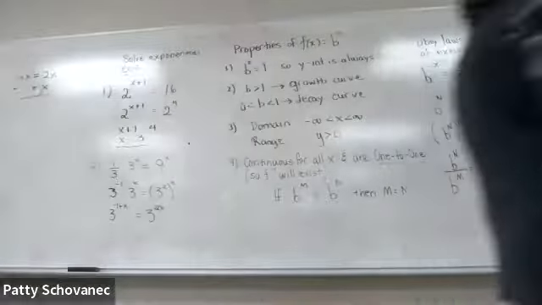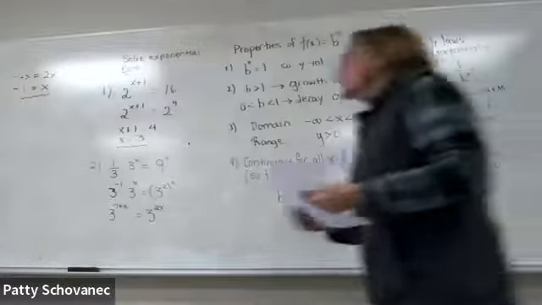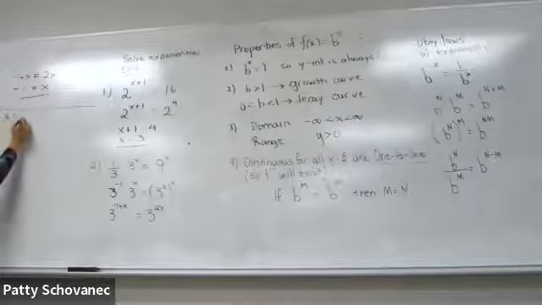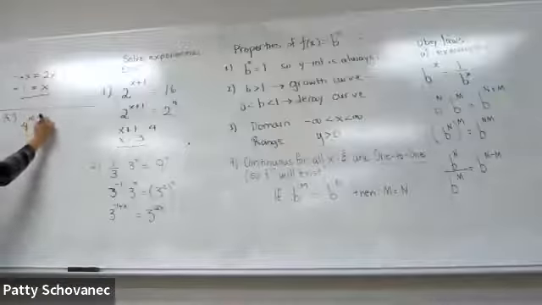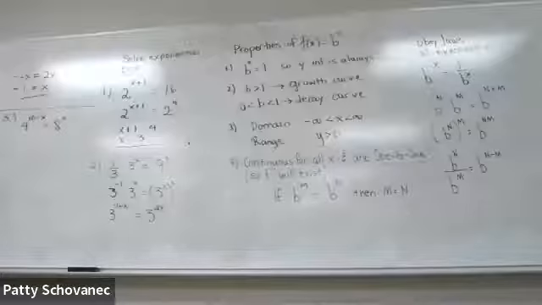So let's try another one. Number 3. I have 4 to the 10 minus x is equal to 8 to the x. Well, 8 is not a power of 4, is it? But both of these can be written as powers of the same base. What base? Base 2. Let's replace the 4 with 2 squared, replace the 8 with 2 cubed.